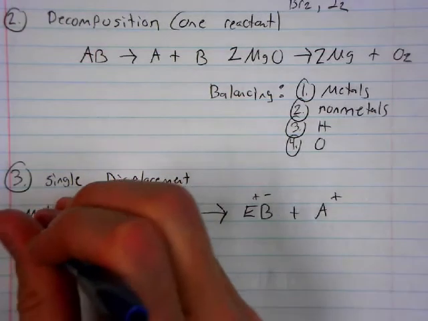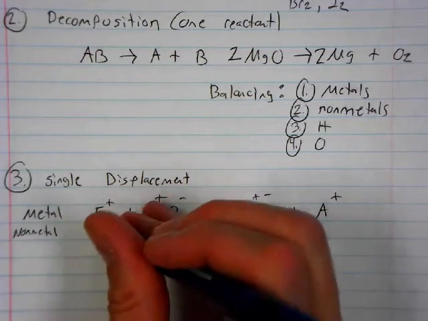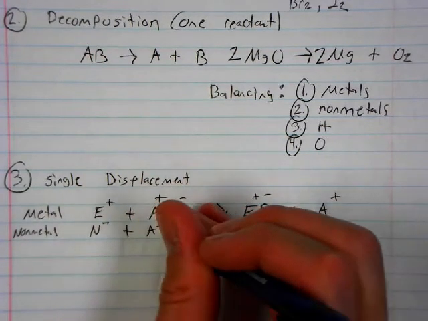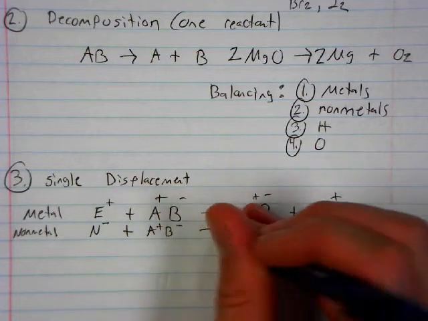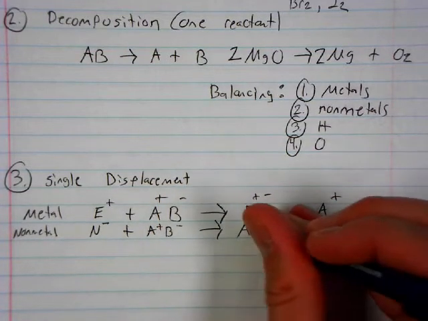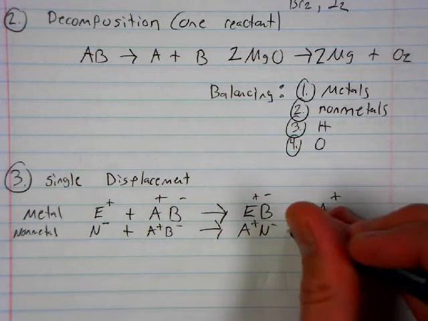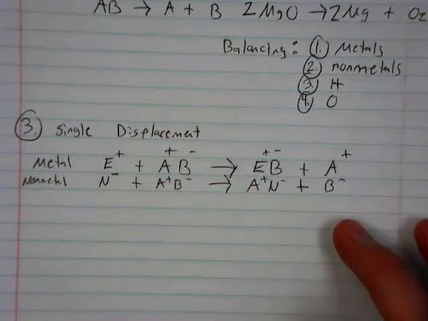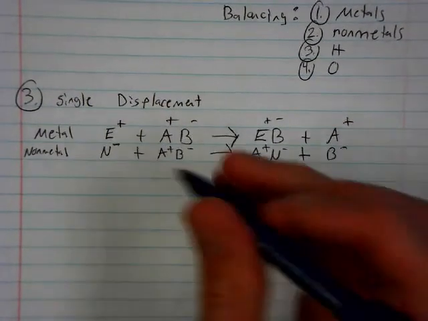Or if it's a non-metal, here's my non-metal N, which is negatively charged, plus A positive, B negative. That's going to give me A positive, N negative, plus B negative. So you have to keep your cation and anion together.